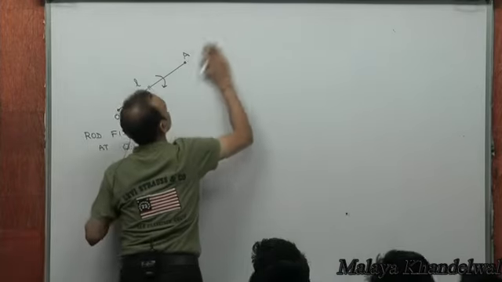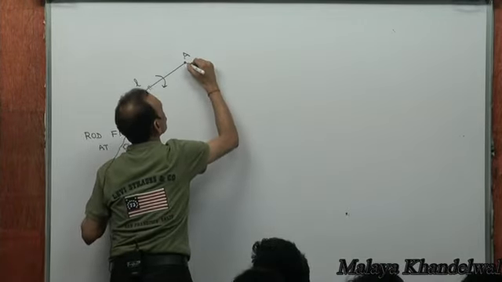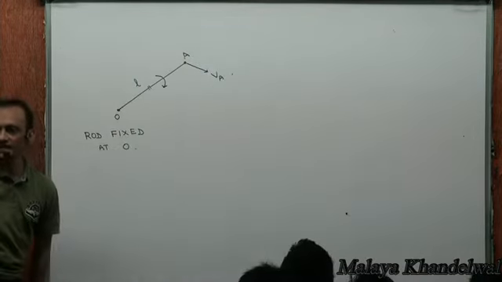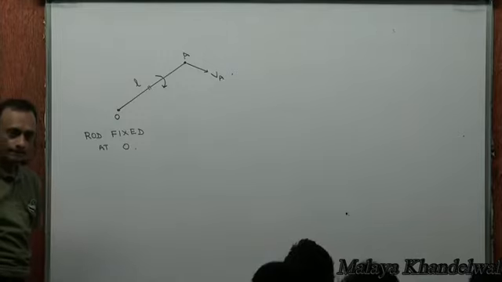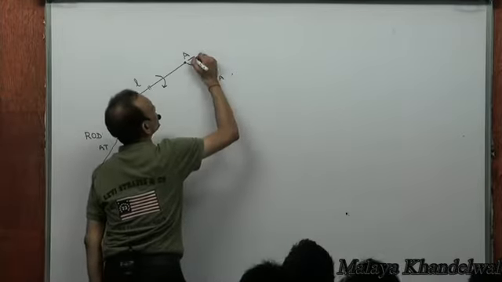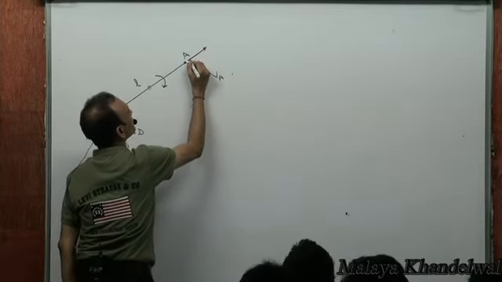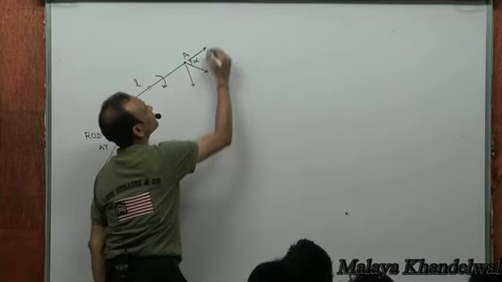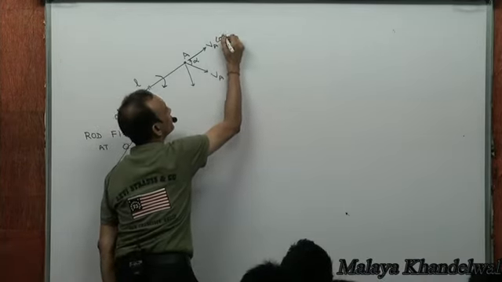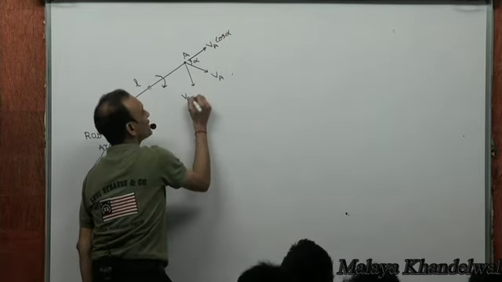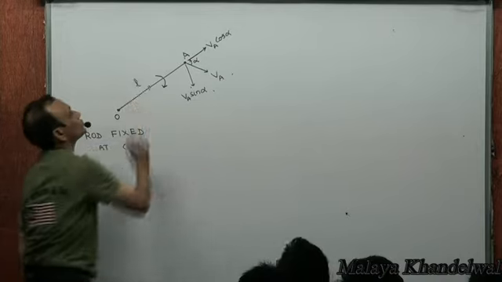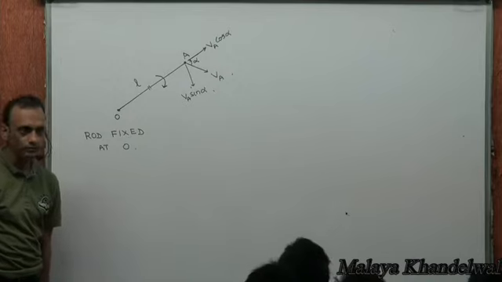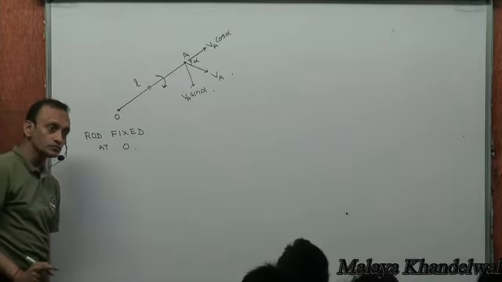I'm saying A in general has a velocity VA. Then the velocity of A could be resolved. Suppose this angle is alpha. Velocity of A could be resolved as VA cos alpha parallel to the rod and VA sin alpha perpendicular to the rod. Yes or no?